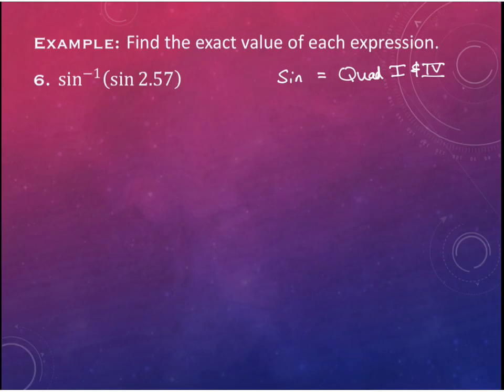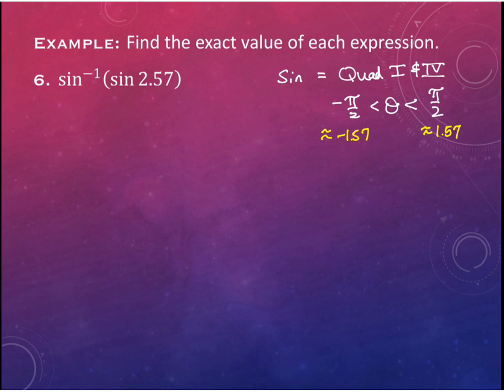And 1 and 4 means I need to be between negative pi over 2 and pi over 2, right? Now, if you want to turn those into decimals, that will be helpful as well. If you find just an approximation, a decimal for this, this is approximately negative 1.57 and approximately 1.57.